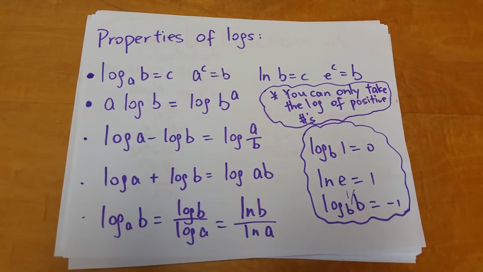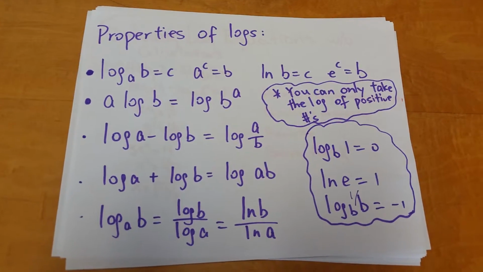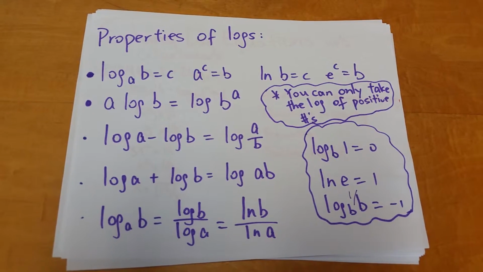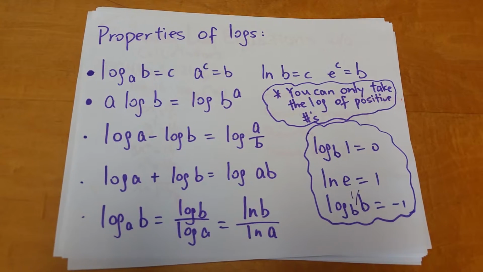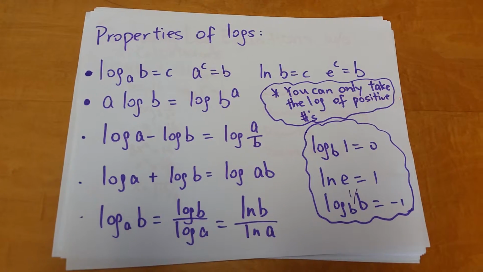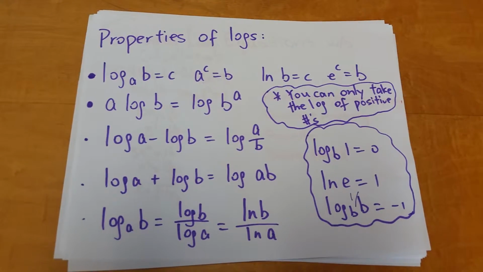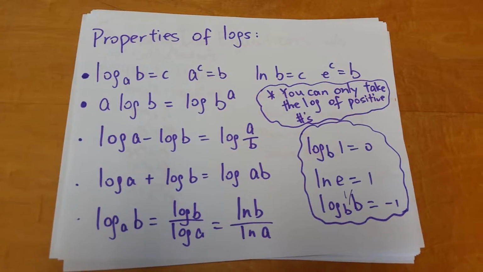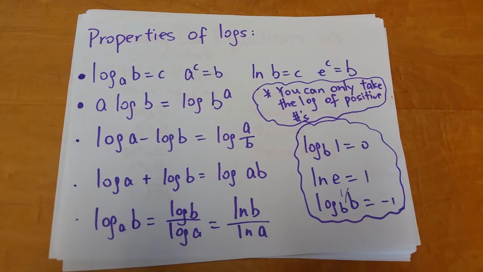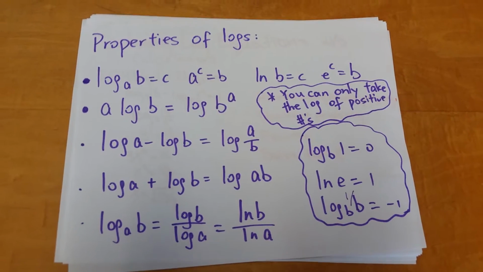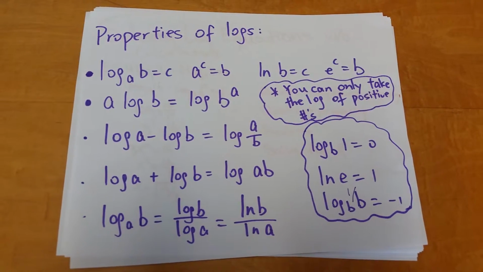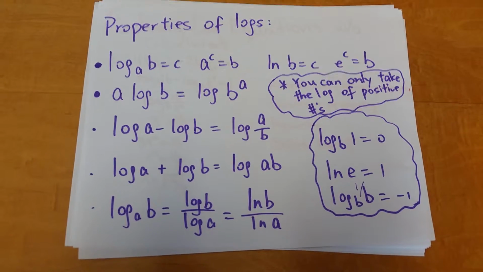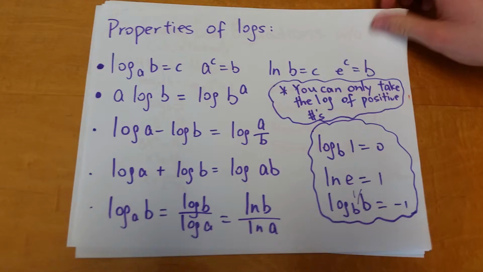Some special logs are: the log base b of 1 always equals 0, because anything to the power of 0 always equals 1. Then we have the natural log of e equals 1, which is logical, because what do we need to raise e to get e? Well, 1. And then, of course, we have the log base b of 1 over b, that equals negative 1, because what do we need to raise b to get 1 over b? Negative 1.